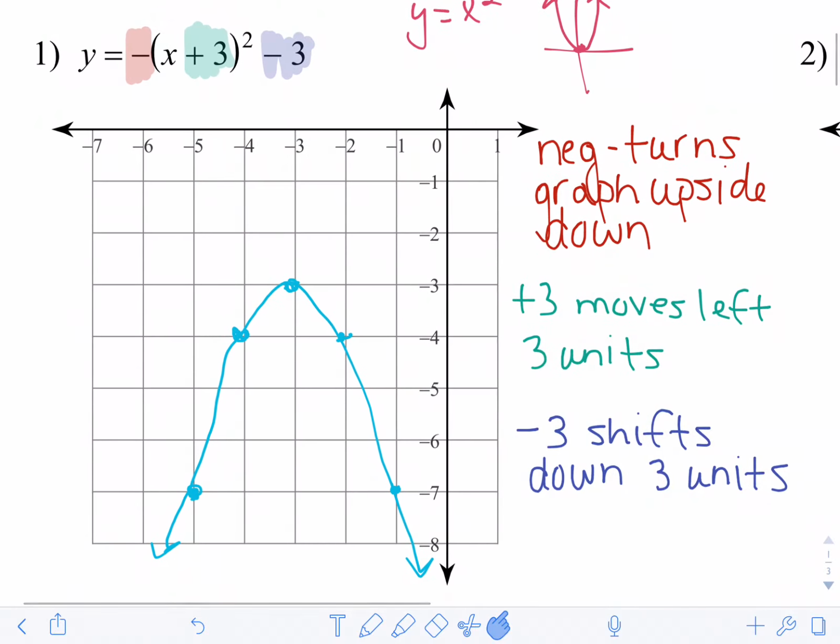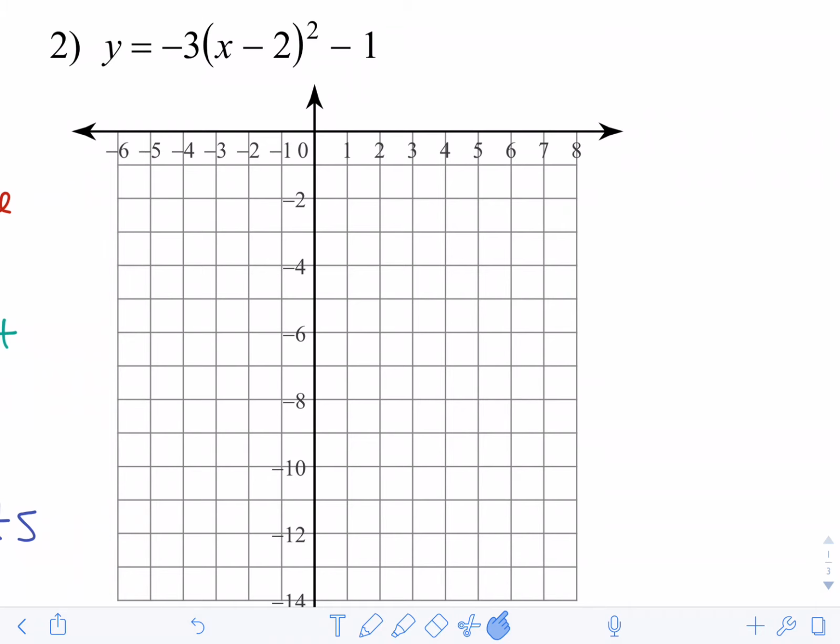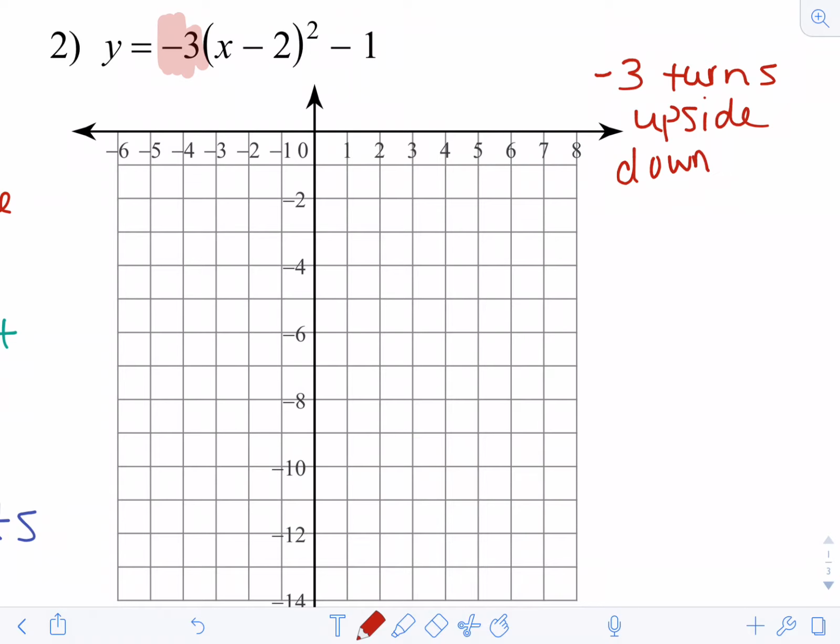Okay, here we go, number 2. Let's decide what happens here. First thing I'm going to highlight is this negative 3. That negative 3 not only turns the graph upside down, but that 3 also stretches it. So it's stretched.